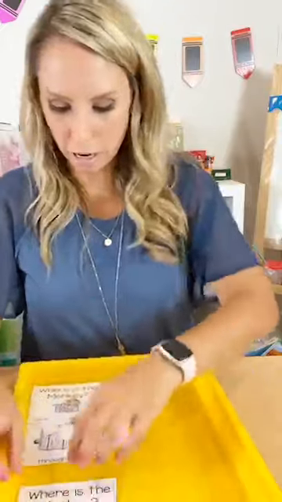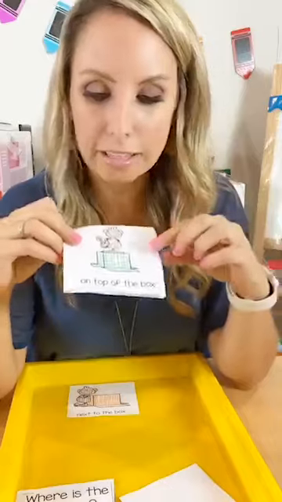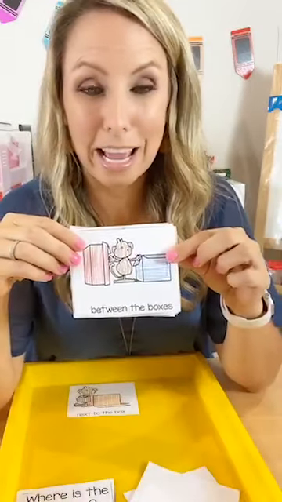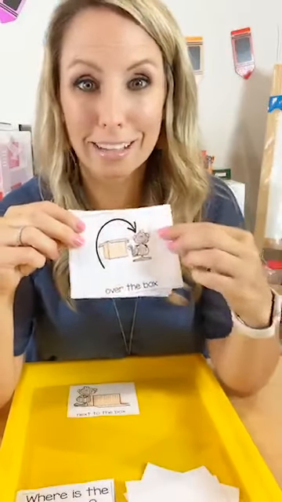There's also an Emergent Reader. So where is the monkey? And you can cut it apart, they can cut it apart, it's up to you. But the monkey is on top of the box, and I use super simple clip art for these. That way, if they read it at home, he jumped over the box.